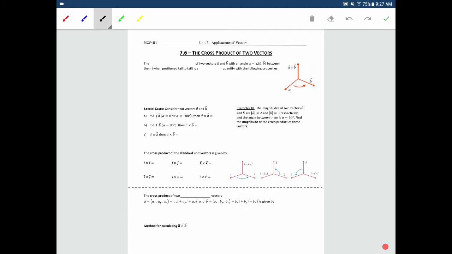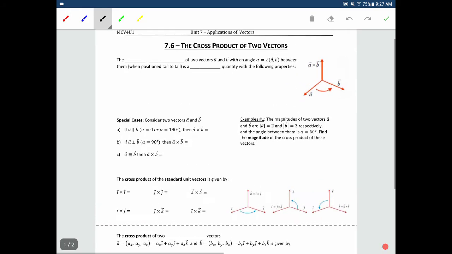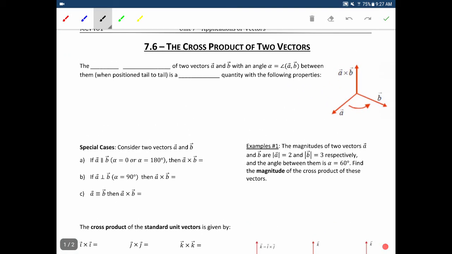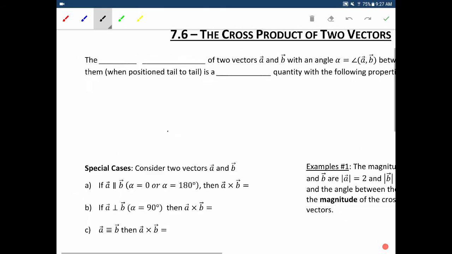So this is just another operation we do with vectors. And so previously we did the dot product, and the primary difference between the cross product and the dot product is that the dot product gave us a scalar. The cross product will give us a vector. And so maybe that's not actually the primary difference, but that's the easiest way to distinguish between the two.